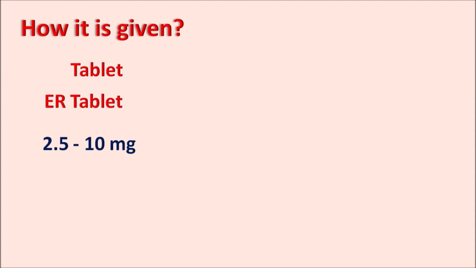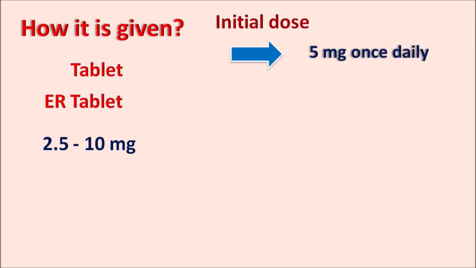How it is given? Glipizide is available as a tablet as well as extended release tablet. It is available at the different strengths from 2.5 to 10 mg. The dose of glipizide depends on the patient and patient conditions. The initial dose is given at 5 mg once daily. The dose can also be reduced to 2.5 mg according to the patient conditions such as hepatic impairment or renal impairment.